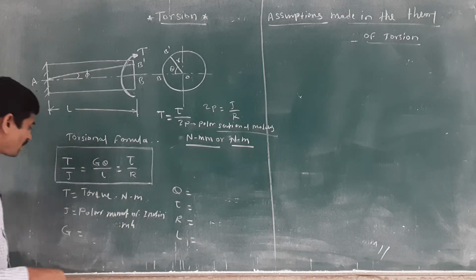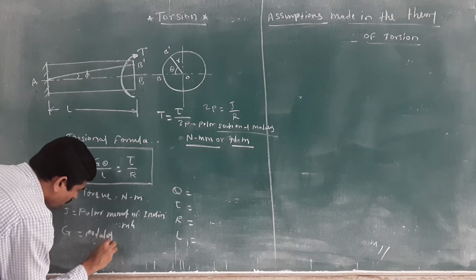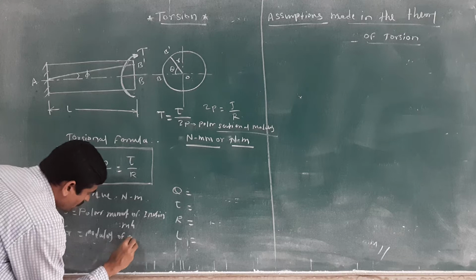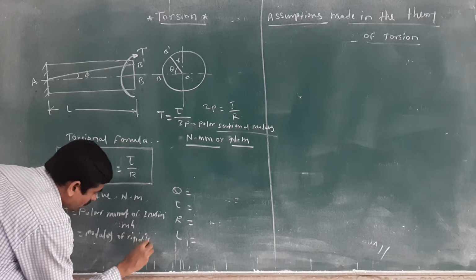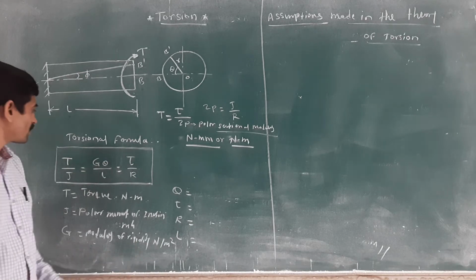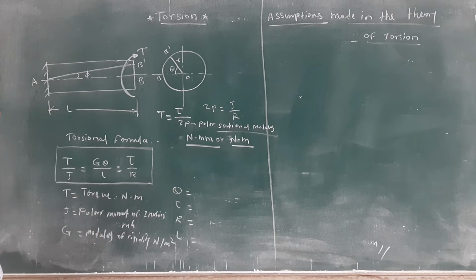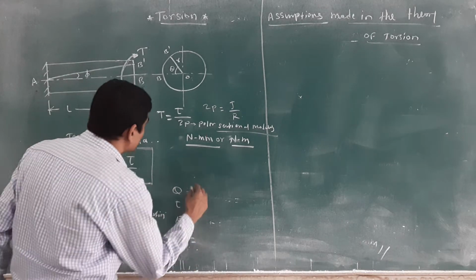What is the G? All of you know modulus of rigidity. In unit number 1 we have seen modulus of rigidity. What is the unit of that? Newton per meter square. Unit is very important. You should remember the meaning, also units. Then what is the theta? Theta is the angle of twist.